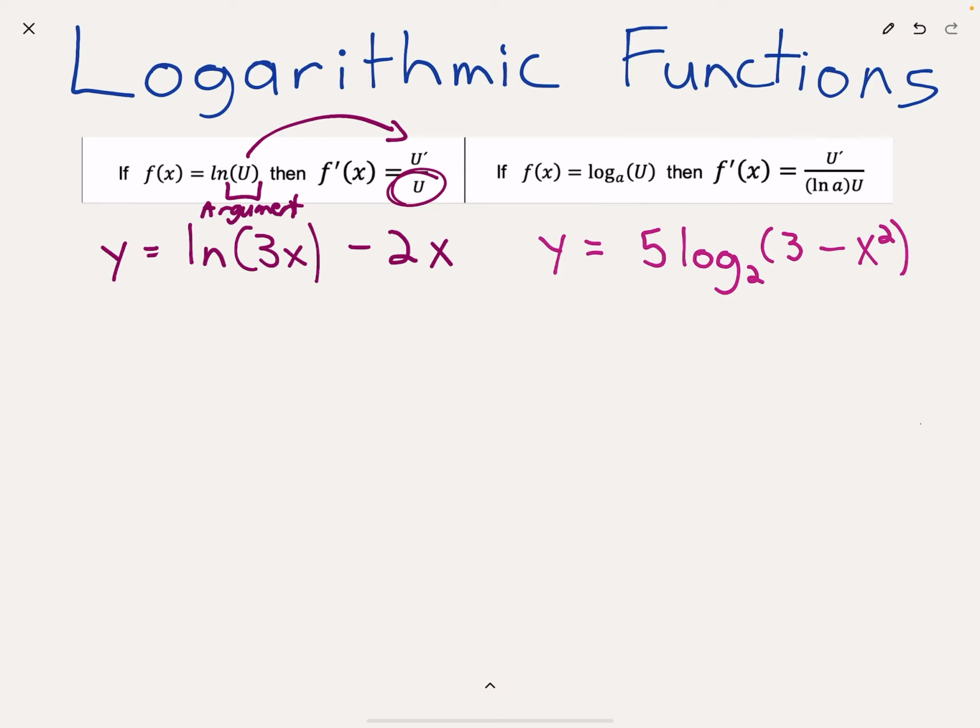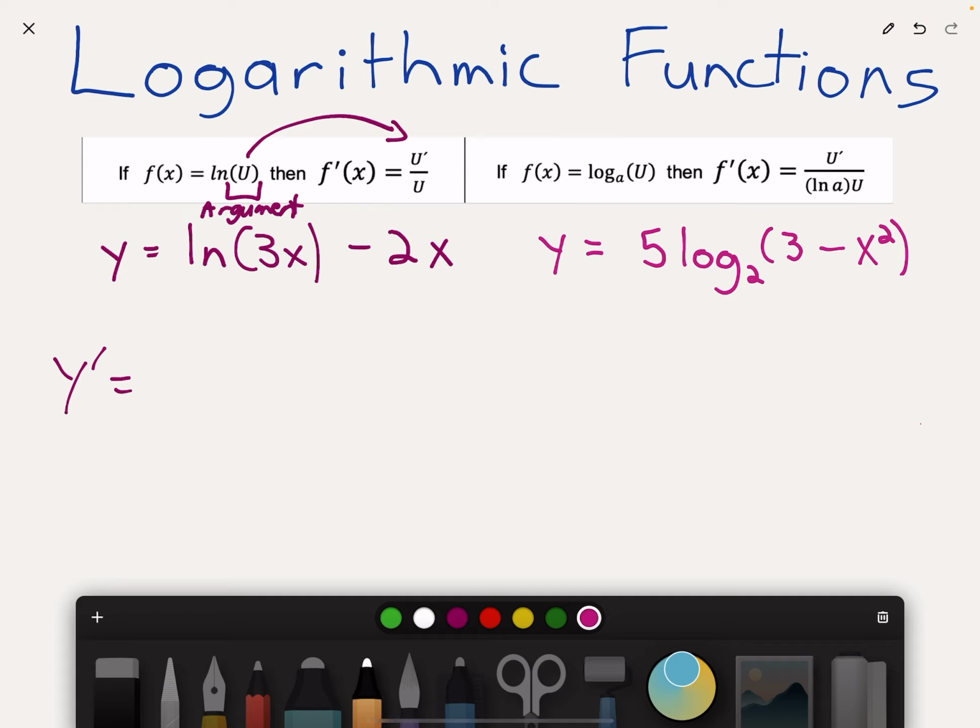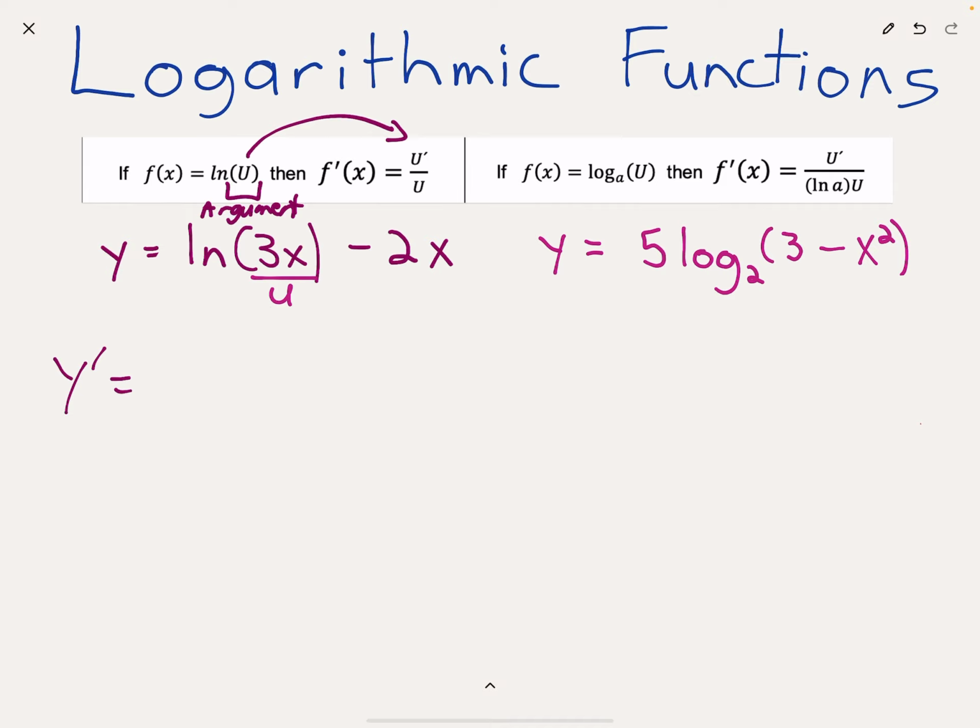So what should happen in this example on the left? Y derivative, it's equal to. So you identify u, you identify your argument, and you would say, okay, if that it's u, 3x, how much it's u derivative? With power rule, we know it's 3. With that information, we have more than enough to find the derivative of that natural logarithm. The derivative would be the derivative of the argument, 3 over 3x, the argument exactly the same.